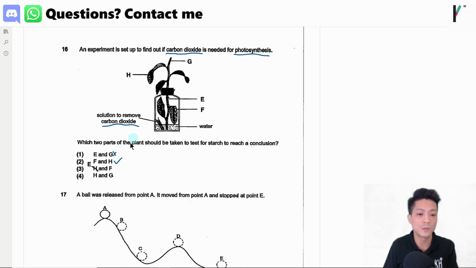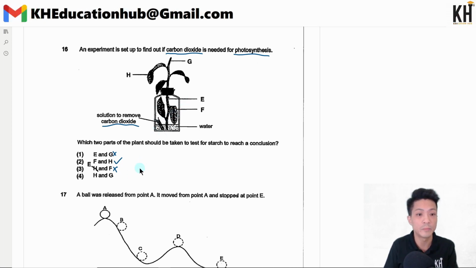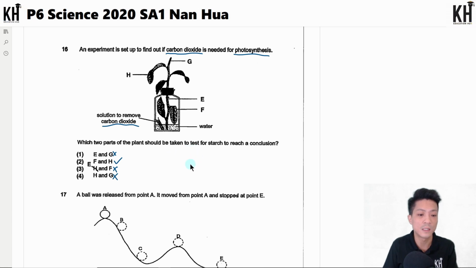E and F, so we should not be testing what's only inside the beaker or the bottle. H and G are both outside, so it is wrong. The answer is number 2.